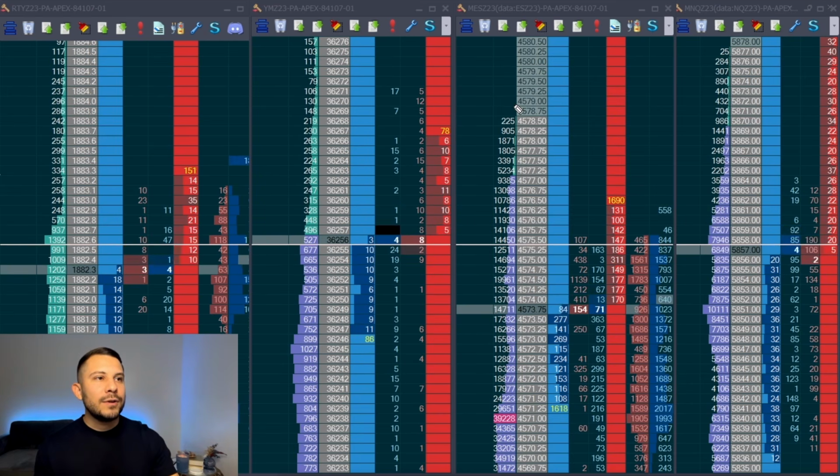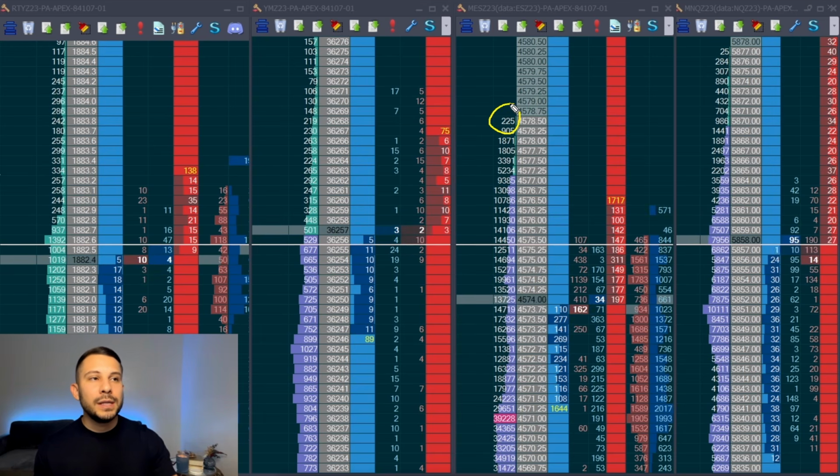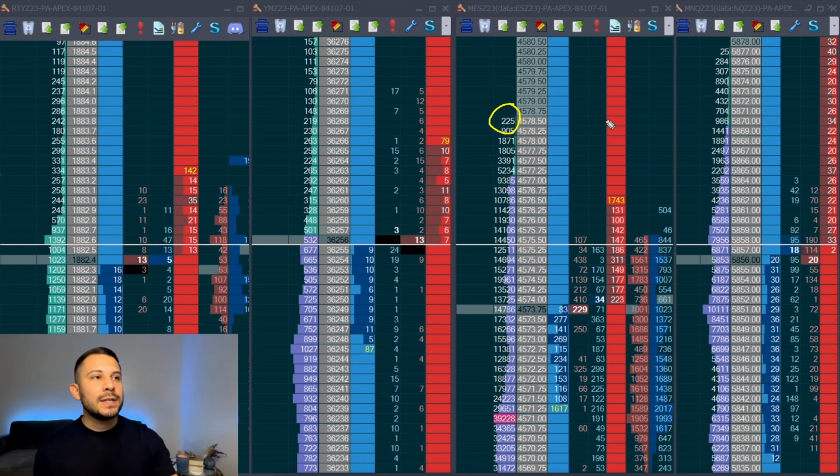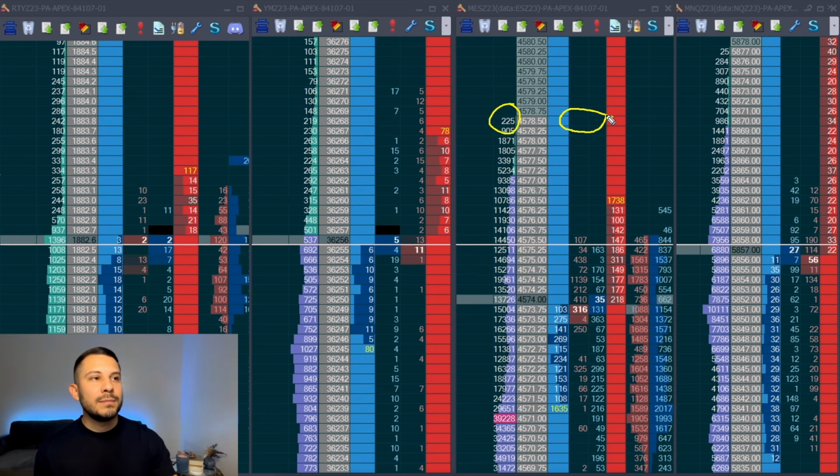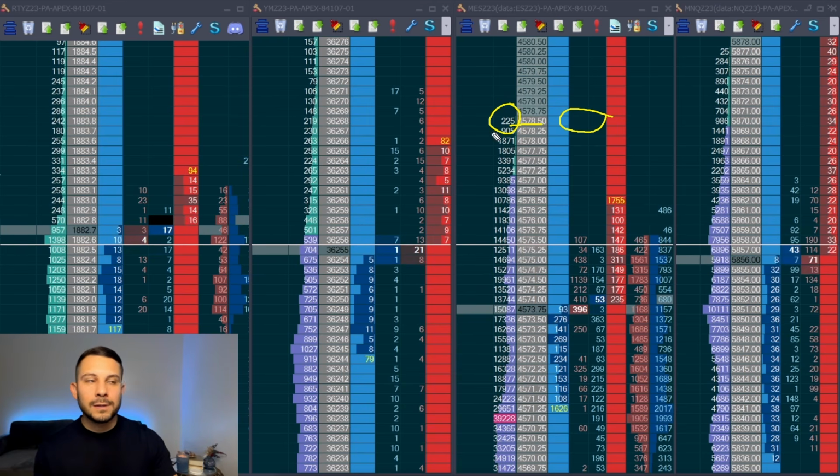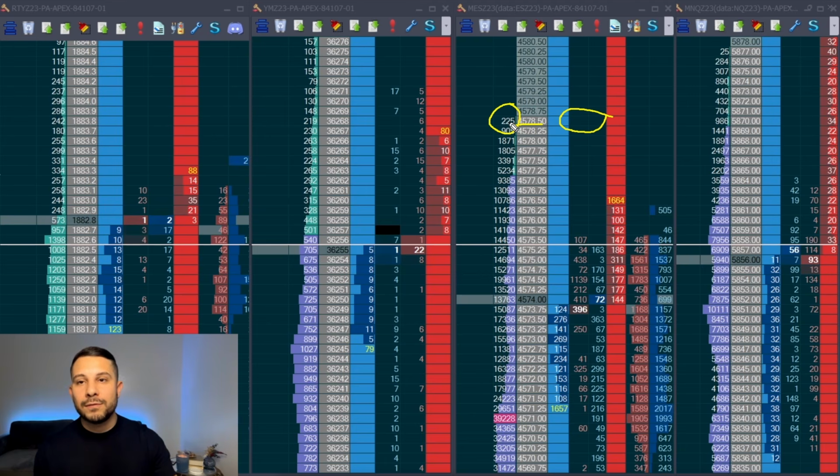So on the very left column here, you're going to see that there's a 225. That number simply is telling you how many trades transacted between buyers and sellers at that set price. So at 4,578.50, there were a total of 225 transactions that occurred.